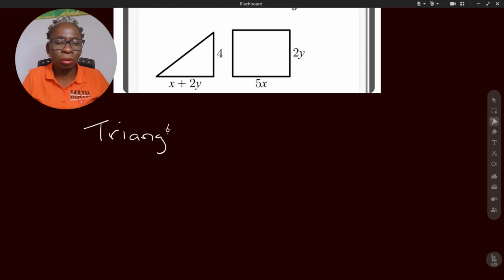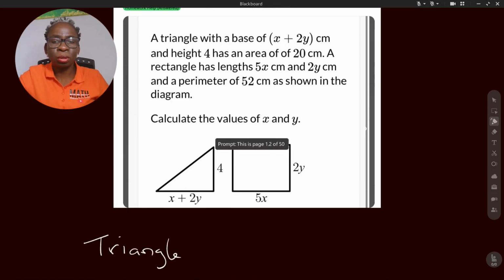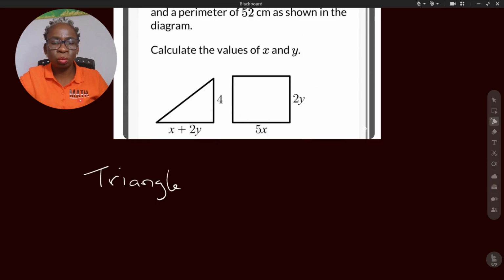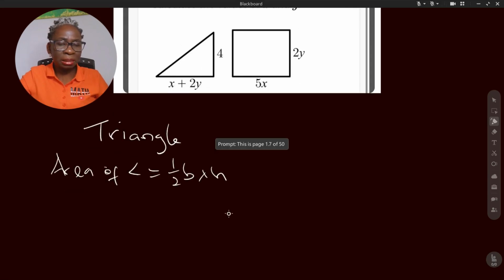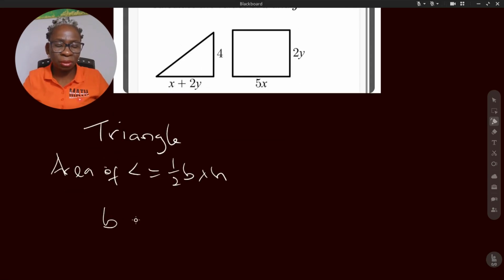The triangle has a base of x plus 2y. First, the area of a triangle is half base times height. And the base, we were given the base to be x plus 2y and the height to be 4.